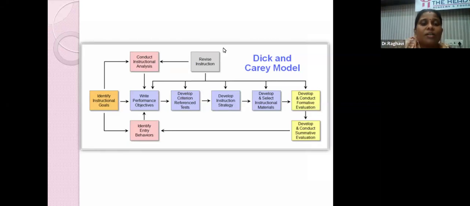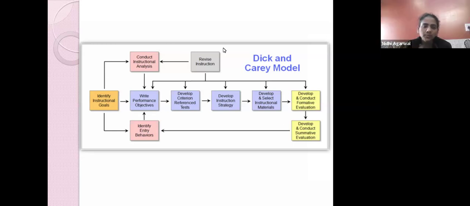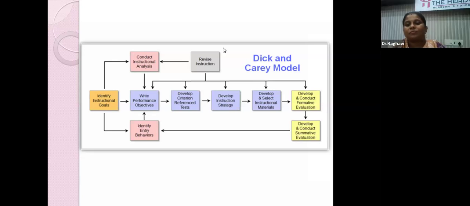That is how you write the performance objectives. So basically, ma'am, the end result is what we want, and we move backward. Exactly.